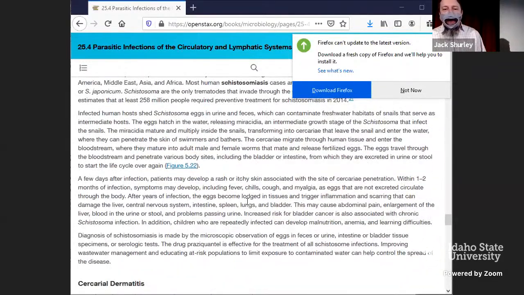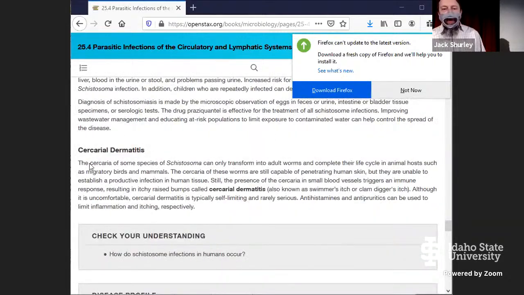So schistosomiasis, the one we haven't talked about, and I will mention, we'll flip back to the table here in a second, cercarial dermatitis. This is commonly called swimmer's itch, and I've never heard it called clam digger's itch. I like that. It makes sense. Swimmer's itch is something that is common around here.